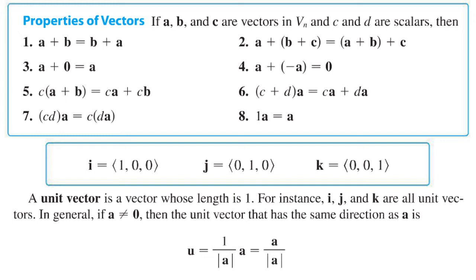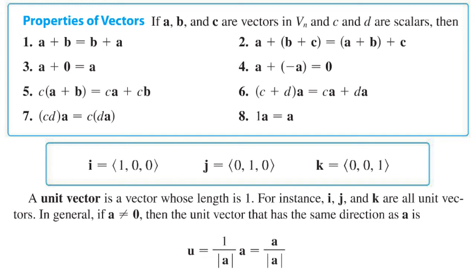Commutative property, distributive property, associative property. Just like 3 plus 2 and 2 plus 3 both give you 5, that sort of thing. So all the properties that you kind of know from numbers work in a vector space as well.